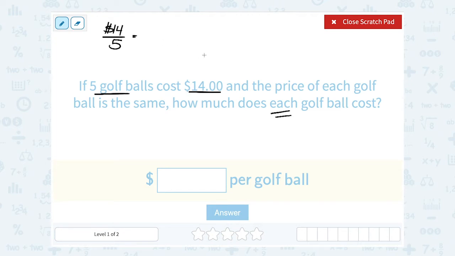Now, if you take your calculator and say 14 divided by 5, it's going to give you 2.8. But remember, we're talking about money here, so that would be the same thing as $2.80. Remember, you can always put a 0 after your decimal ends. So it's $2.80 per golf ball.